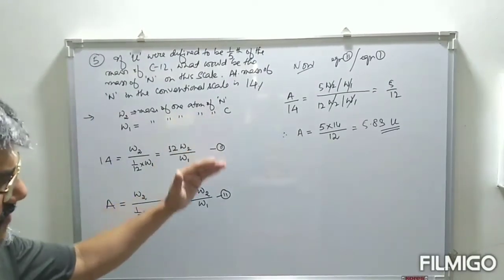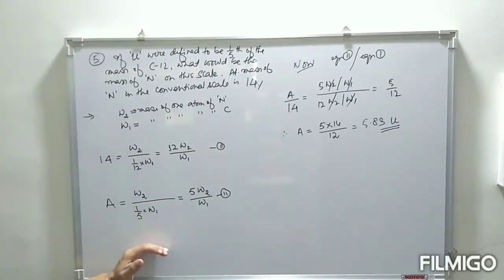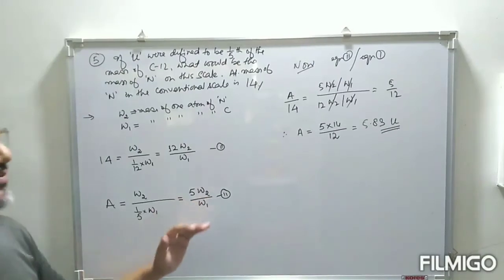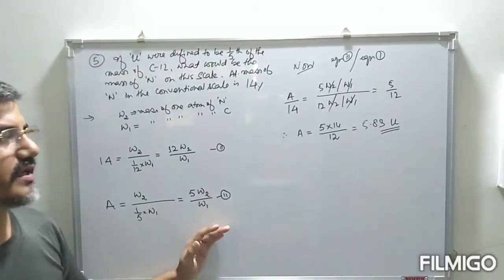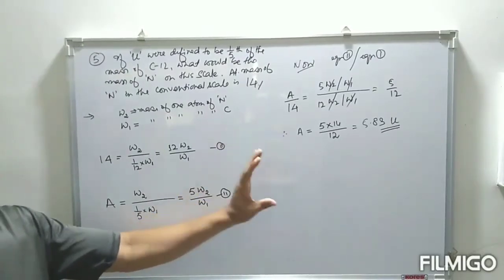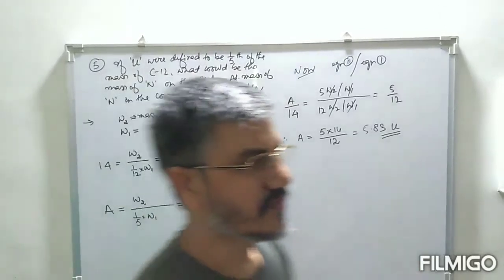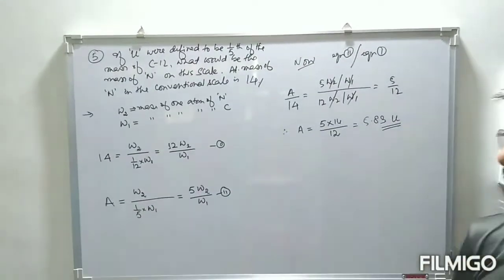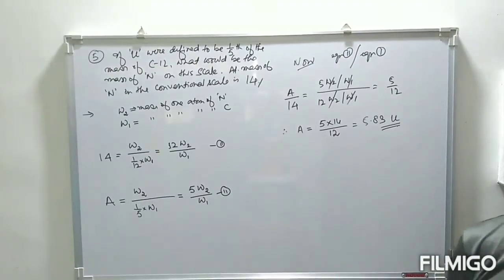So this is all about mass of a single atom. Once we know the mass of a single atom, we can measure the mass of any number of atoms. So this is about atomic mass. With this, we'll conclude this lecture that is based on atomic mass. Thank you all.